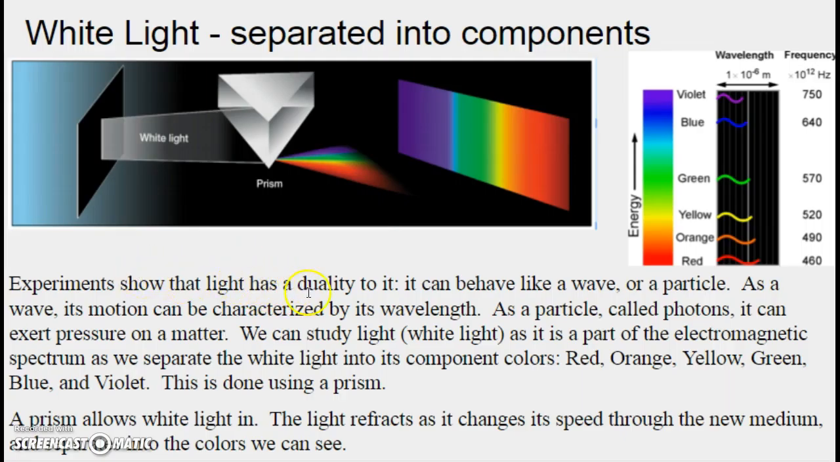So experiments show that light has a duality to it, both wave properties and particle properties. As a wave, its motion can be characterized by its wavelength. As a particle, called photons, it can exert pressure on matter. But we're going to study the light, white light, as a part of the electromagnetic spectrum as we separate the white light into its color components. So we're looking at it in this case as a wave itself. So the individual components, red, orange, yellow, green, blue, and violet. And this is done using a prism. So a prism allows white light in, the light refracts as it changes its speed to the new medium, and it separates into the colors that we can see.